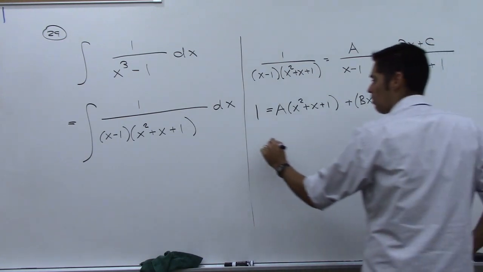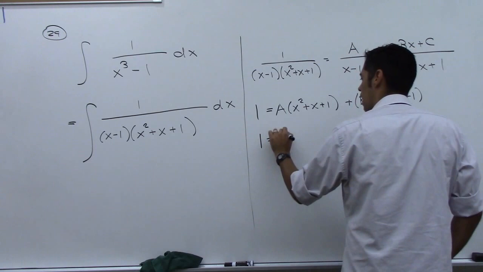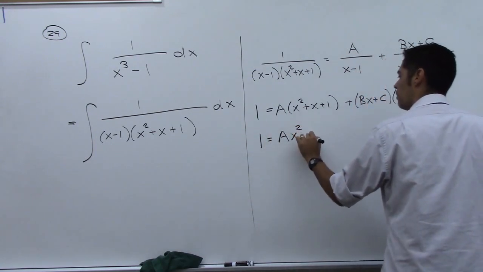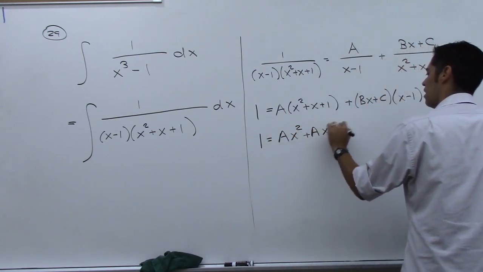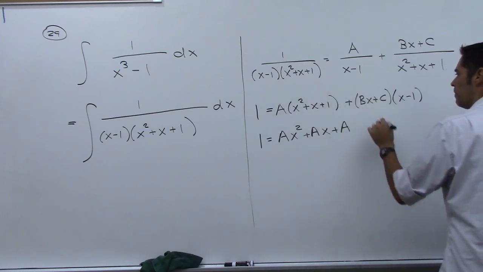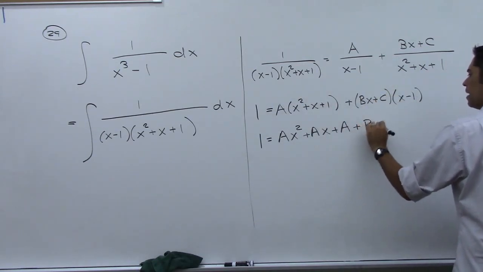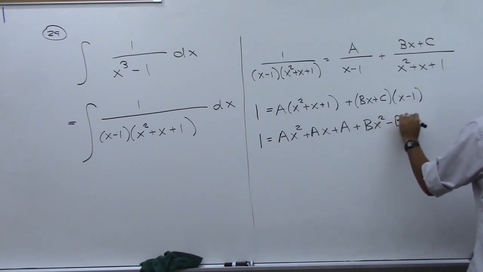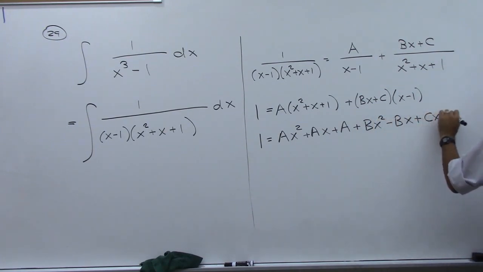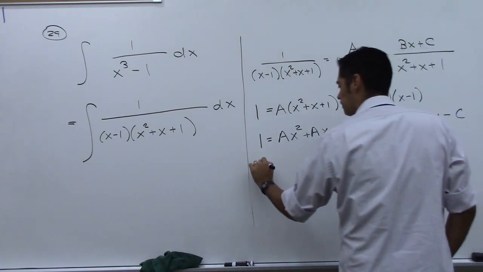So I'm going to go the long route here. I'm going to expand this all out. Ax squared plus ax plus a, that's distributing my A through. And then here I'll do kind of like a foiling. Bx squared minus bx plus cx minus c. And then I'll collect all my like terms together.